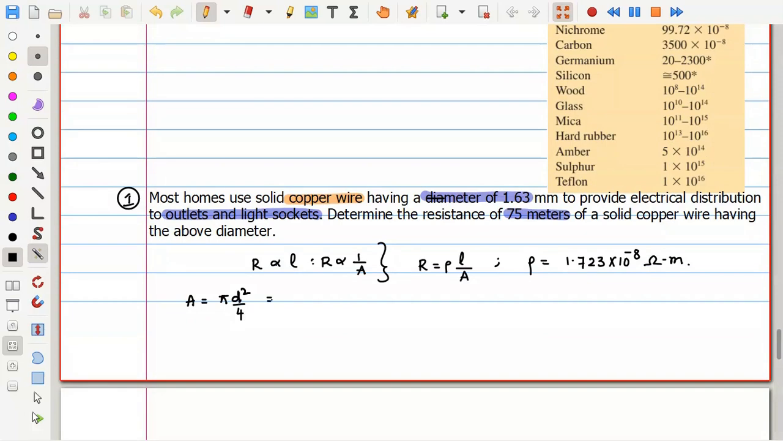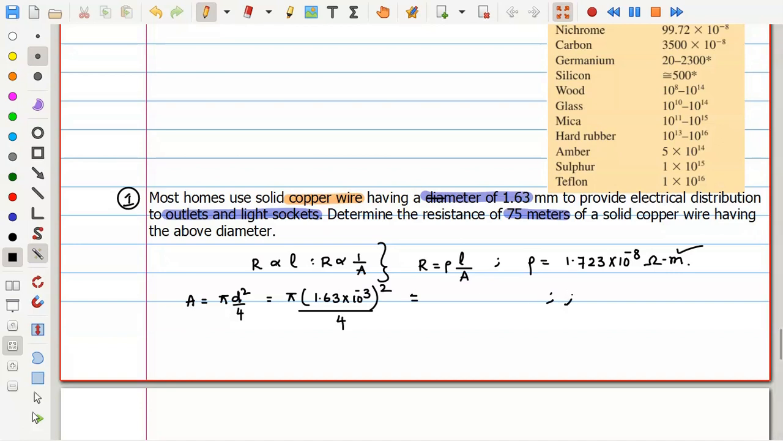But you should take care of the units. Every unit should be in SI units, like meters or ohms. But the diameter is given in mm, so we should convert that into 1.63 into 10 power minus 3 meters. So whole square by 4. This is the area of cross section. Let me know the value of this, or you can calculate later on. If somebody could do this now itself, give me that value.